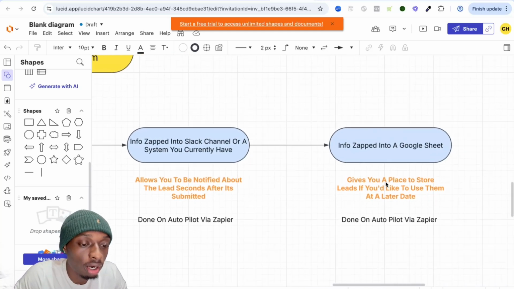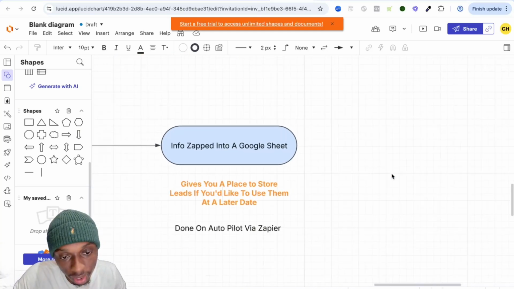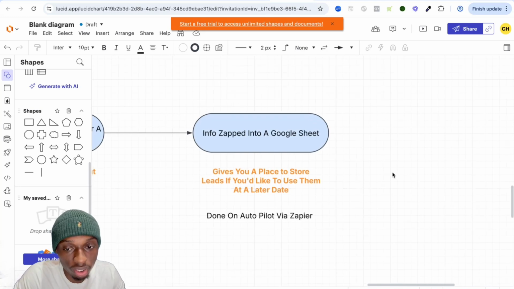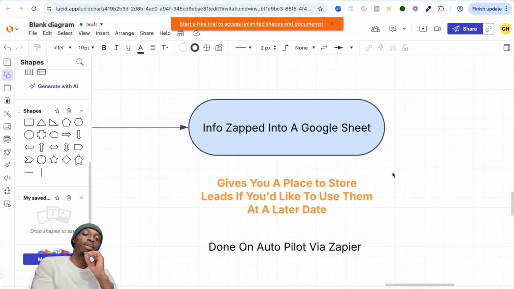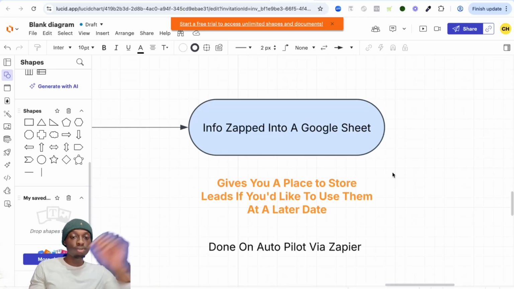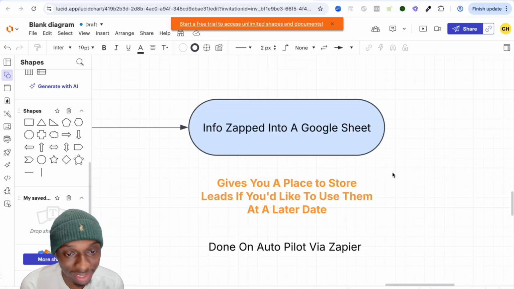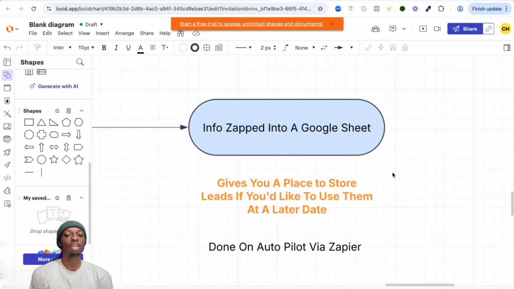All right. Now, data tracking and later data tracking is really important for me. I am also a systems integrator. So having the information that you've paid to get in one place to easily obtain it and use it is important, which is why I like to zap the info into a Google Sheet. It gives you a place to store leads if you'd like to use them at a later date, done on autopilot via Zapier.